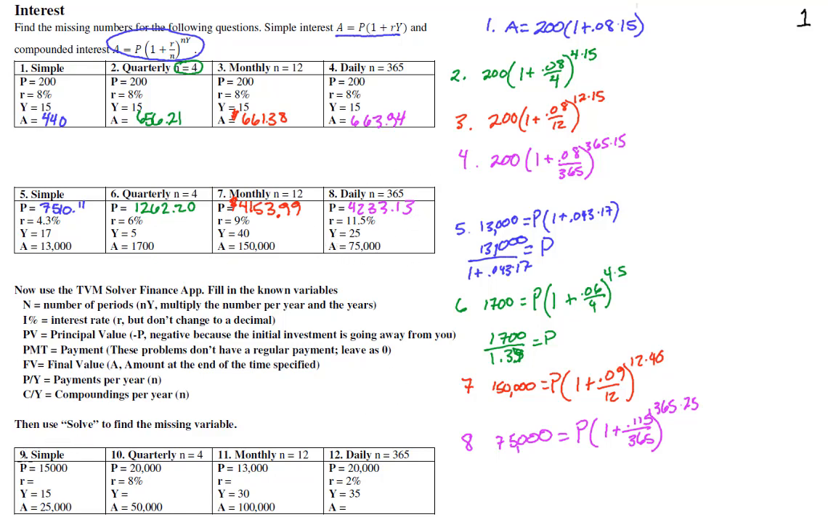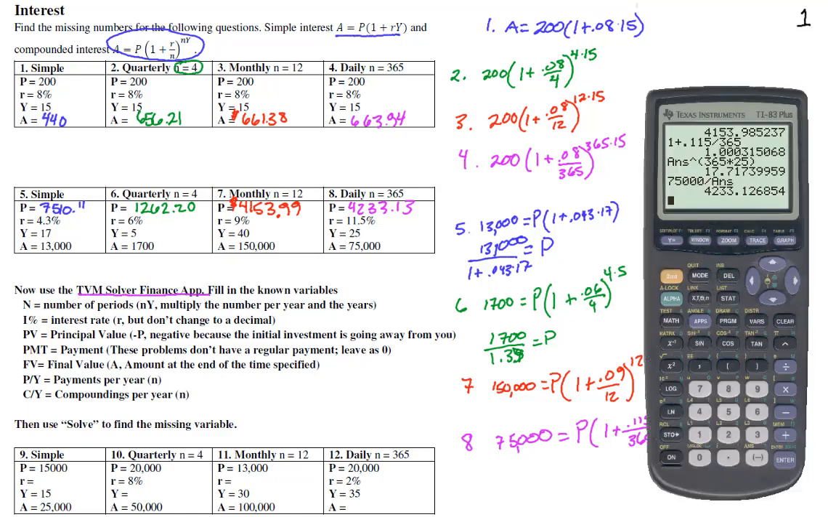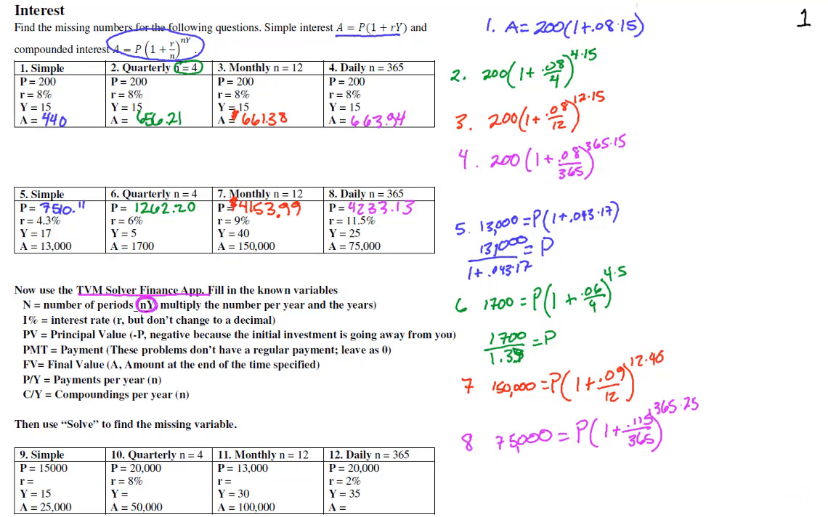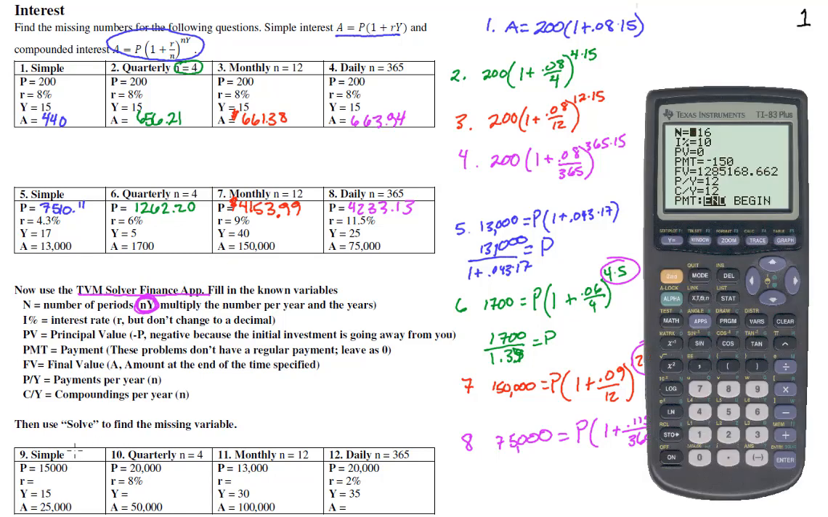Now notice down here on these ones, it says now use the TVM Solver Finance App. Let's see if we can find that. So we go to the apps, and here's a finance, TVM Solver. Notice what it has here. The n, this is the number of periods. Notice that we've got to take n times y, like here where we got a 20, and here we got a 480, and there where we got a huge big number. That's our capital N. So let's go ahead and punch that in when we need to.